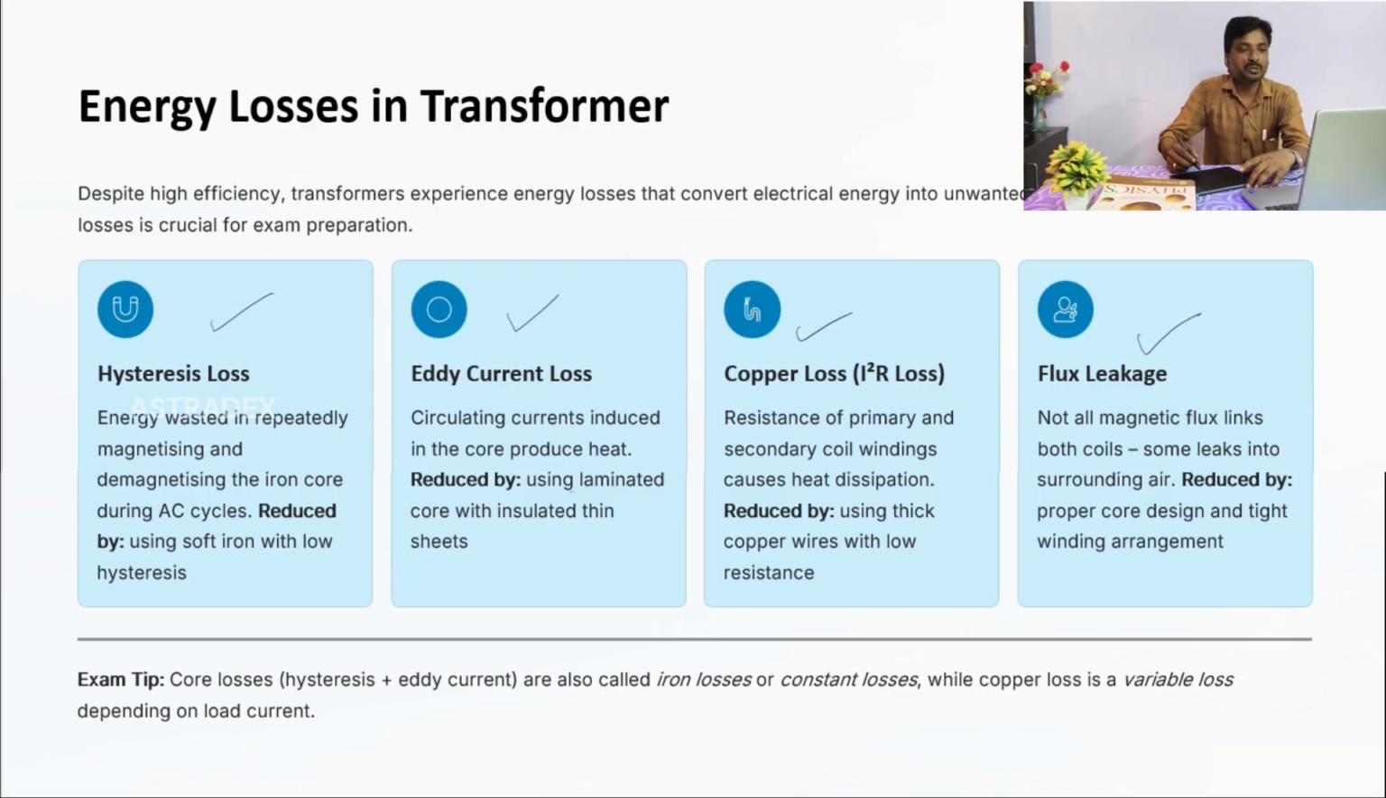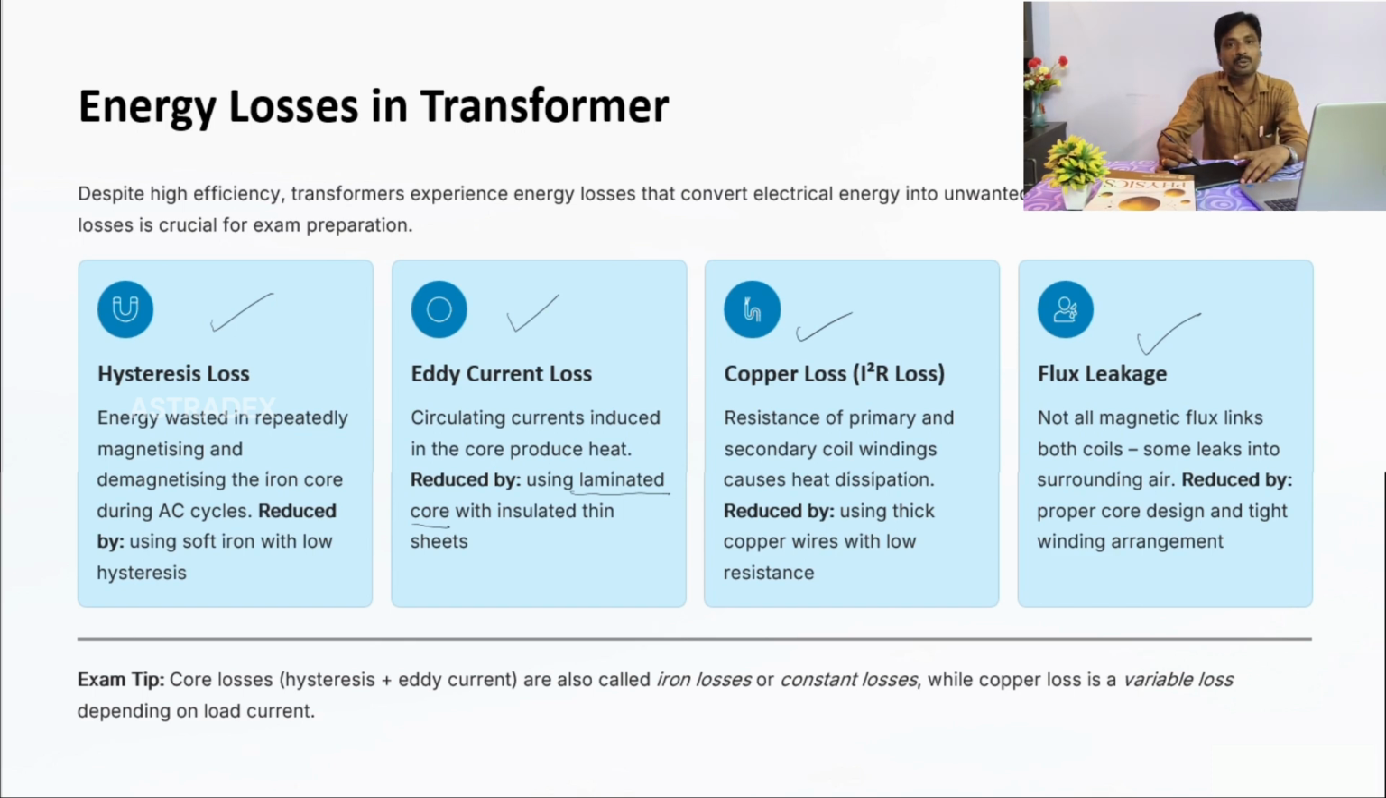How can we reduce it? By using a laminated core with insulated thin sheets, we can considerably reduce the eddy current loss. This hysteresis loss and the eddy current loss are both termed as core loss, and also called iron loss or constant loss. Next one is copper loss.